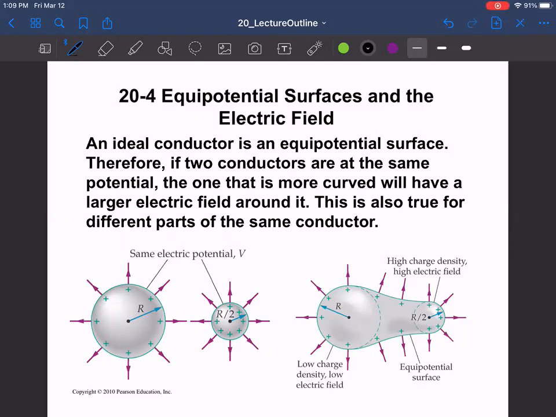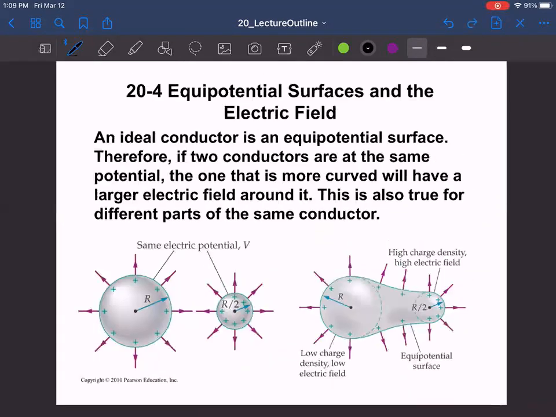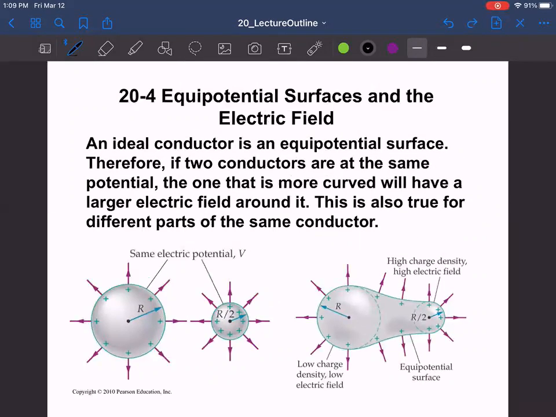And of course, if you have the same amount of charge on something, but it's smaller, then they're all more tightly packed in there, and you have a stronger field close to the surface. And of course, here still, it's a stronger field over here where it's sharpest, where you have the smallest radius of curvature. Okay. So more curved means larger electric field around the more curved parts.